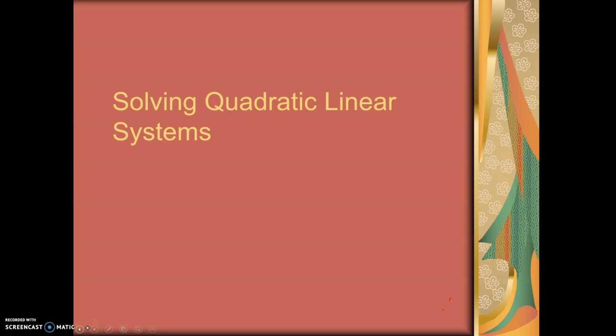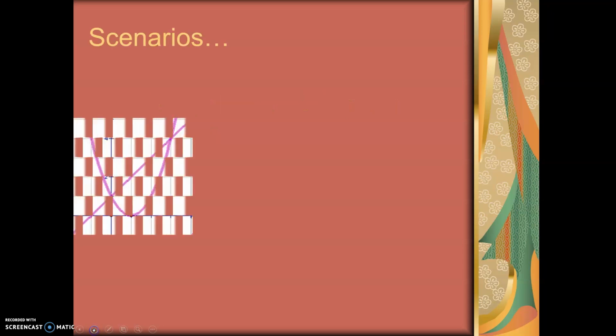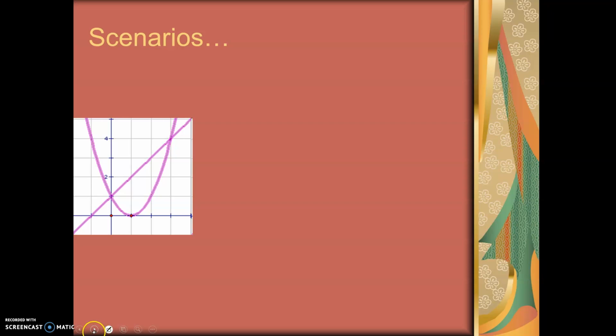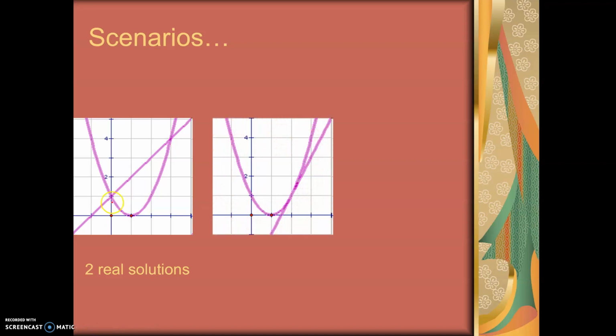Okay, we're going to be solving linear quadratic systems and eventually go into nonlinear systems. So there's basically three scenarios with a quadratic linear. If you think about how many times a line can intersect a parabola, the max number of times is twice. So there's two solutions, and real solutions because these coordinates are real numbers, okay?